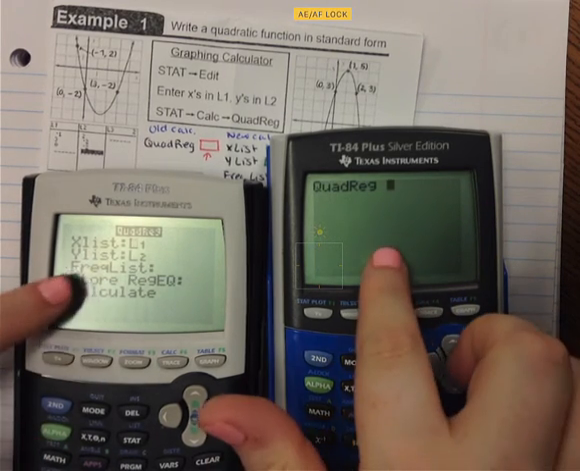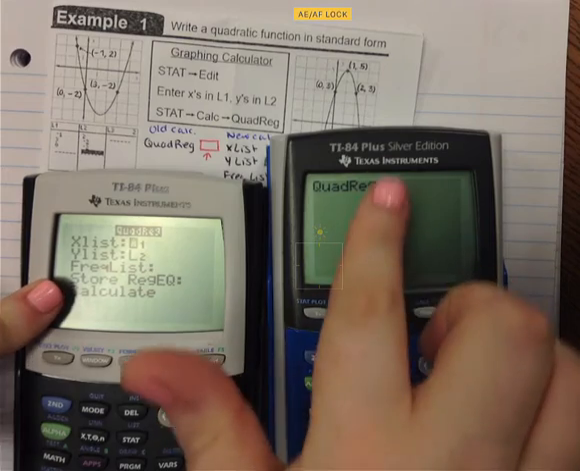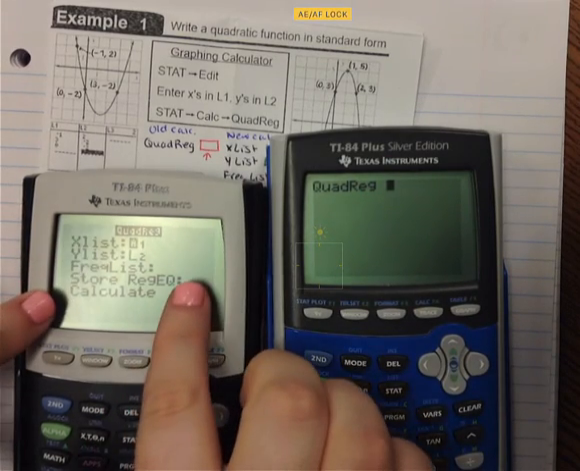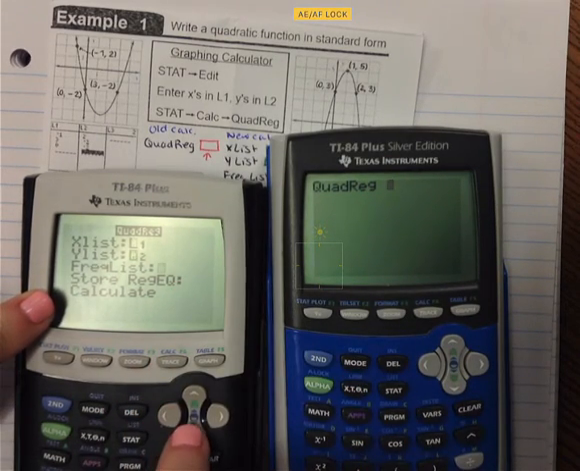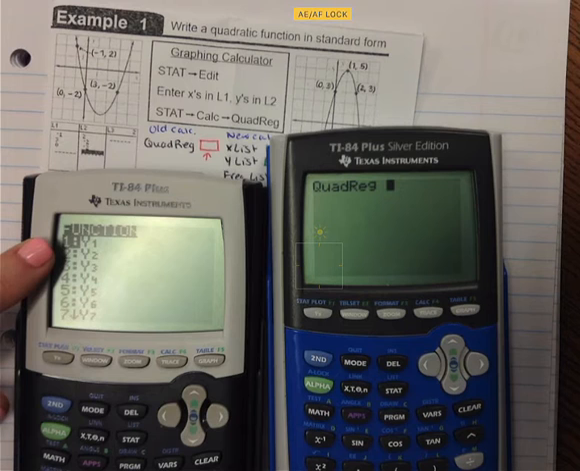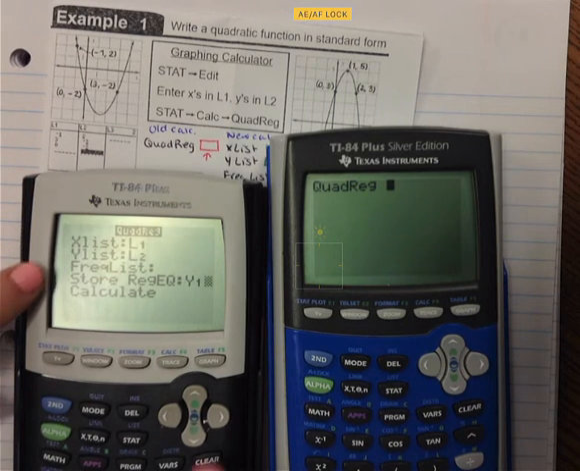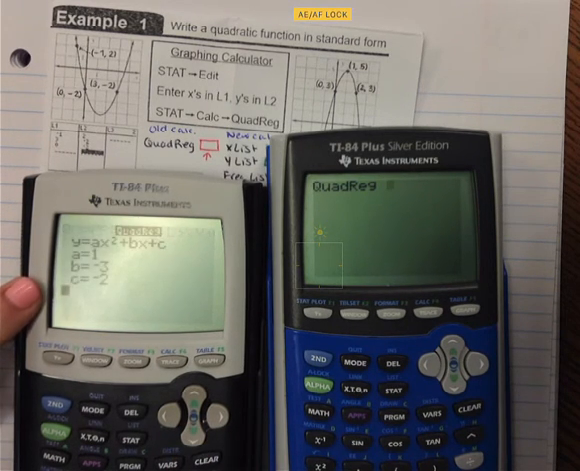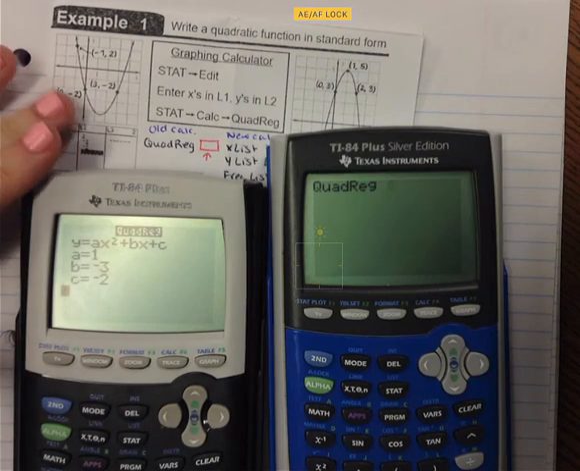Now again, the two calculators are slightly different. This calculator, I'm going to go to store regression equation. I'm going to hit my vars, y-vars, enter on F1, enter on Y1. I'm going to go down to calculate. And I get my equation. Same equation I had from here.